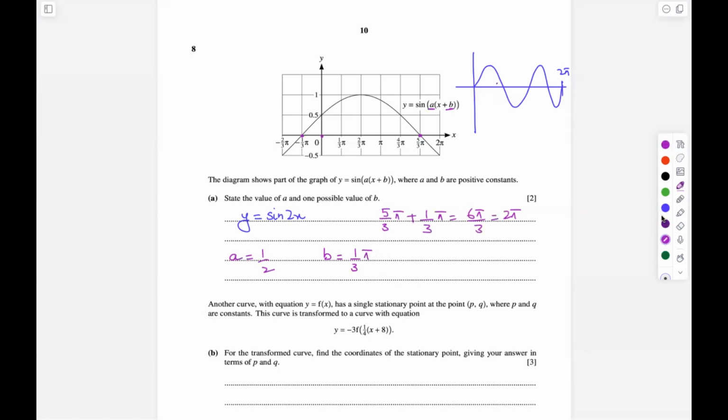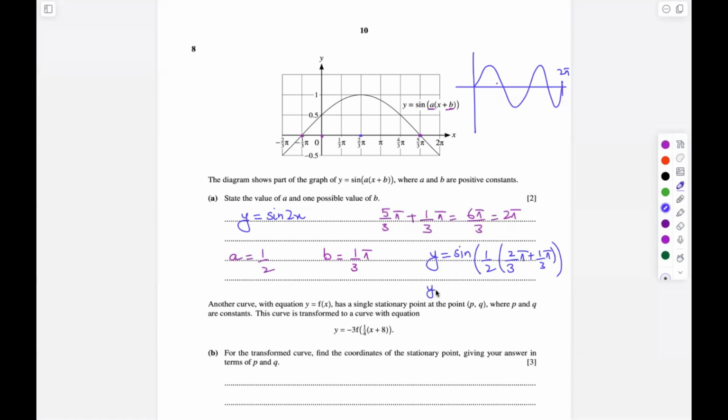Now, once we have these values, we can also confirm whether our values are right or wrong. What we can do is just assume a value of x on the graph. Let's say we take the value of x as 2 upon 3 pi. We can just substitute: y equals sine of a, so a is 1 upon 2, and in the bracket, the value of x we are assuming is 2 upon 3 pi, plus the value of b, which is 1 upon 3 pi. Substituting this in the calculator, we should get the value of y equal to 1.